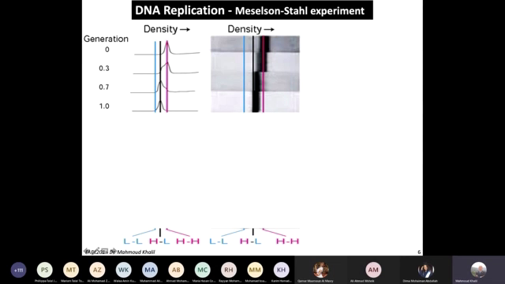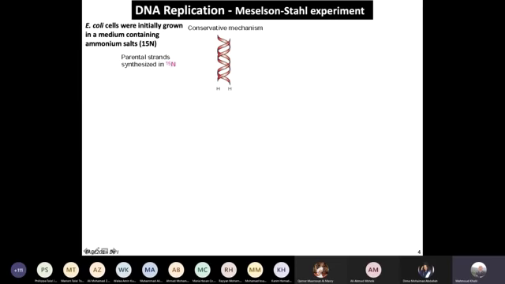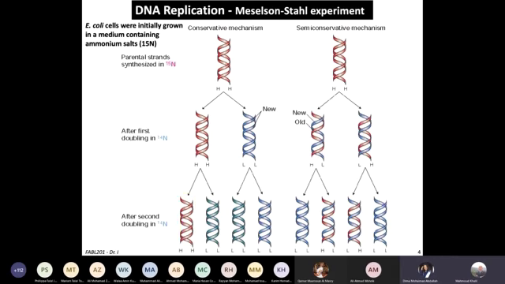So the bacteria were grown at time zero in the medium, which, as you remember, contained N15. The bacteria was initially grown in a medium containing N15, so all the media is heavy nitrogen.